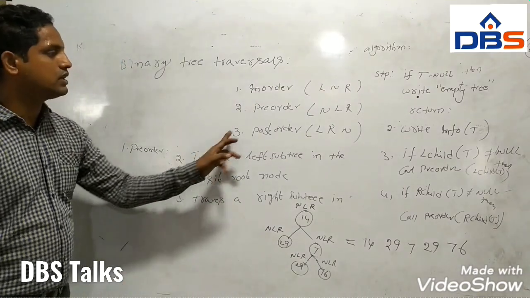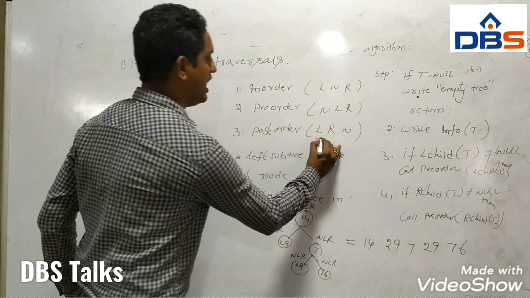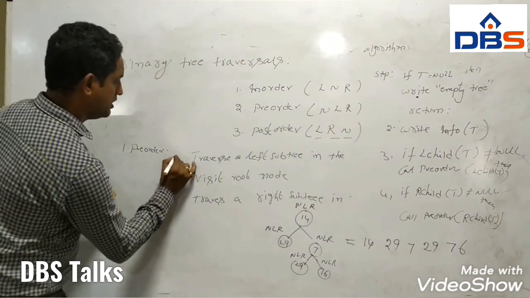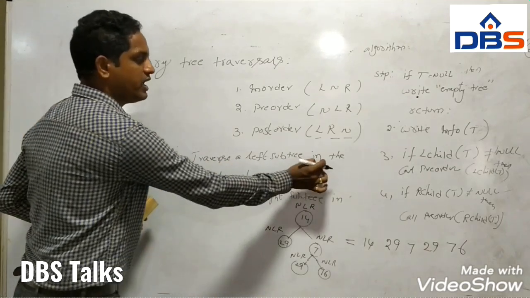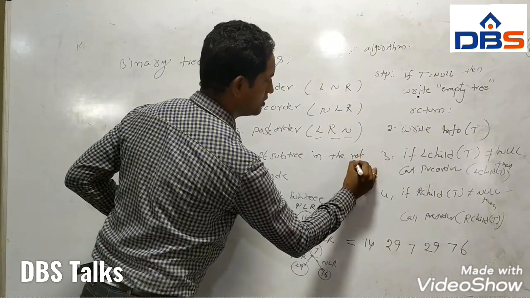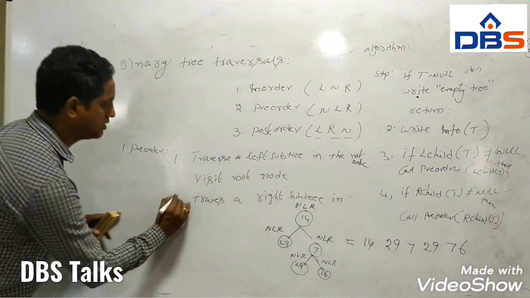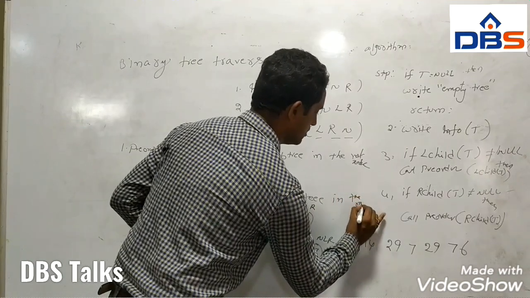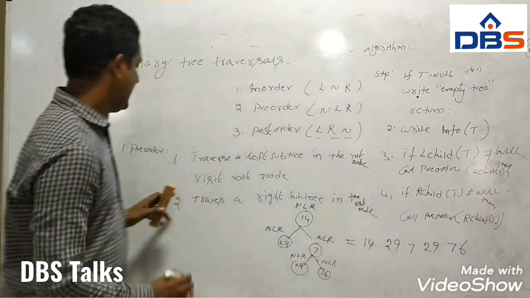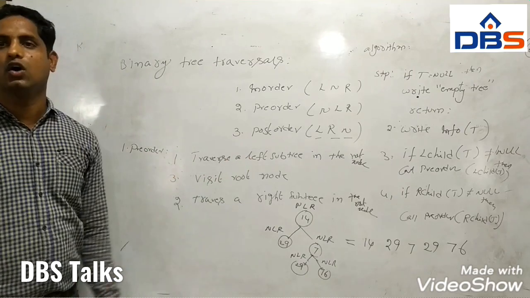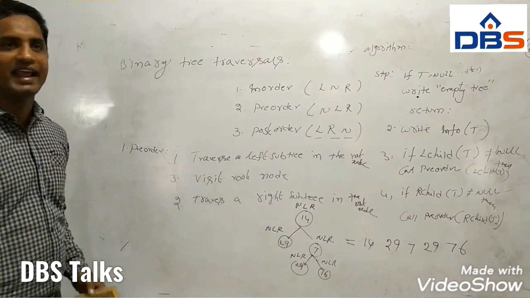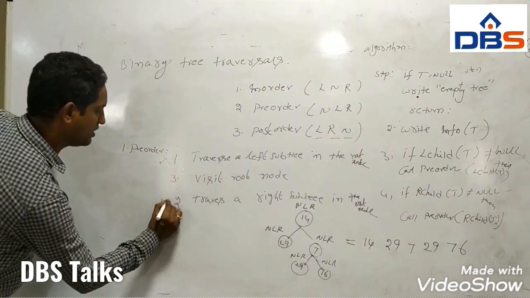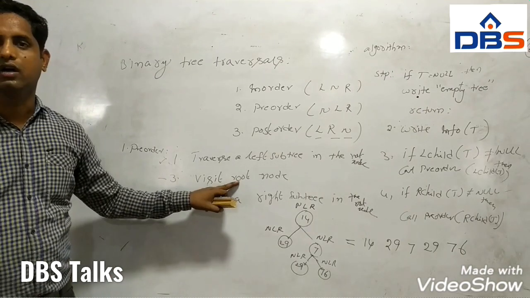And third one, we go for the post order. The order is left, right, node. First one, traverse the left subtree of the root node. Second one, traverse the right subtree of the root node. And third one is visit the root node. So we can simply change the arrangement: first left, second right, and third root node.